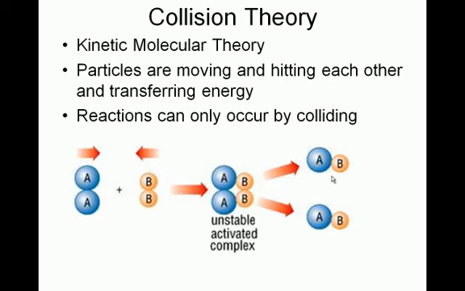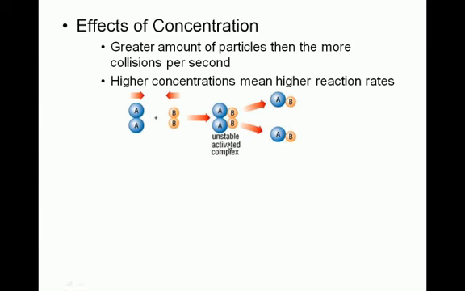Now we're going to look at a few different things that can affect reactions. The first one is the effect of concentration. It says here, the greater the amount of particles, the more collisions you'll have per second. Higher concentrations mean higher reaction rates. So again, particles will come together, they'll hit each other, they'll form this activated complex, and they'll make products. So reactants come together, hit each other, activated complex, products.